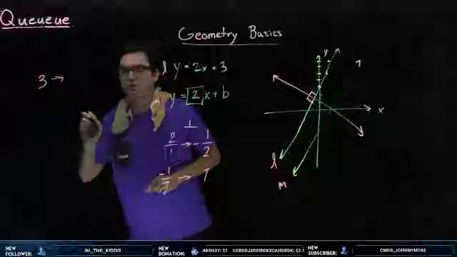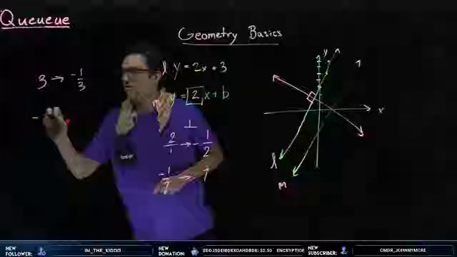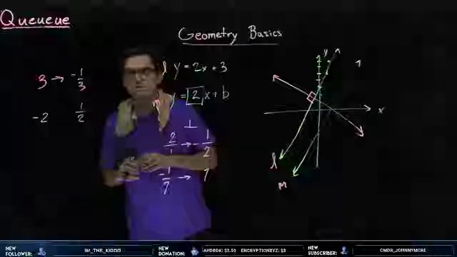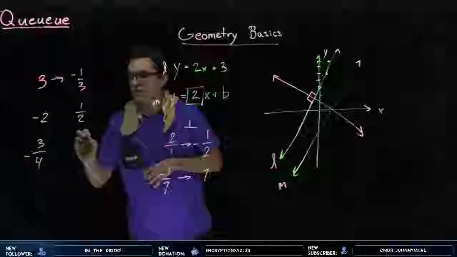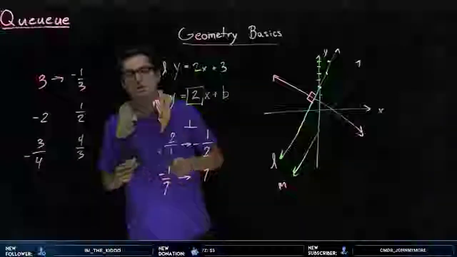3. Flip it, change the sign: -1/3. -2. Flip it, change the sign: +1/2. It's great. Last one. 3/4. Negative. Flip it, change the sign: +4/3. Those will be your perpendicular slopes.